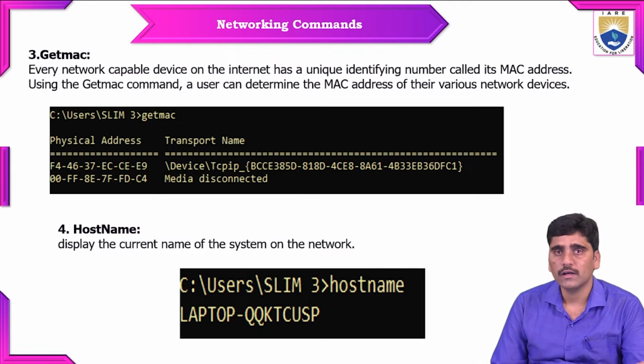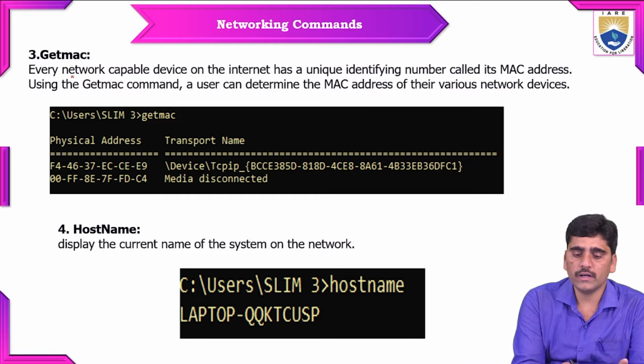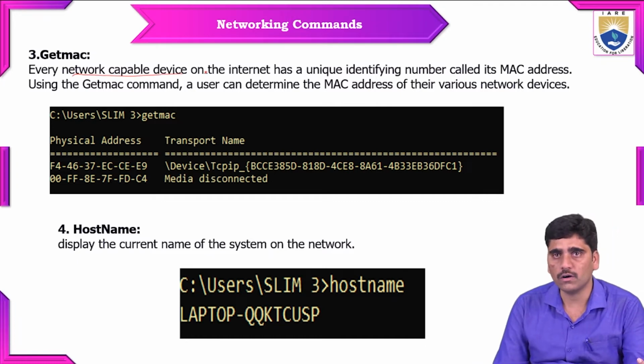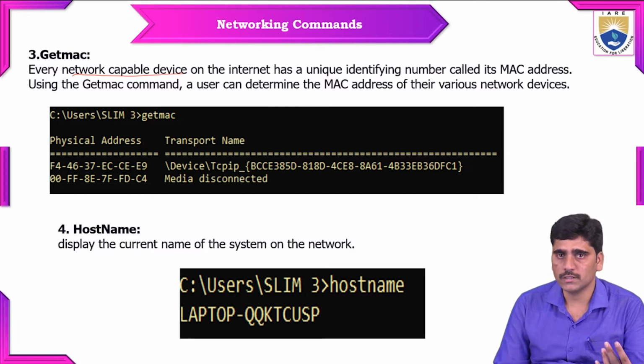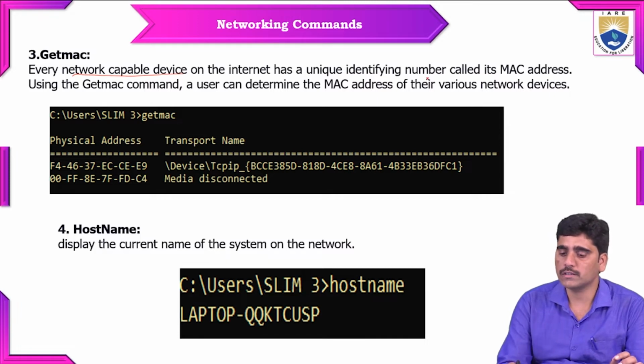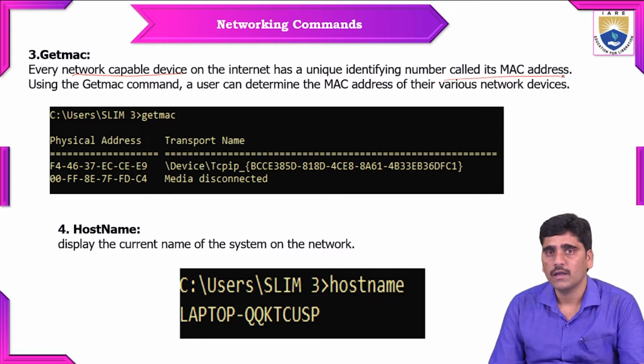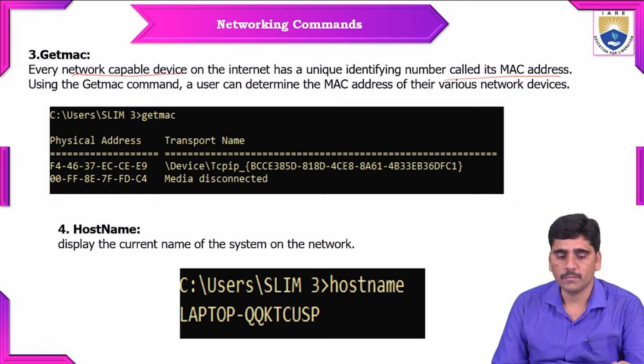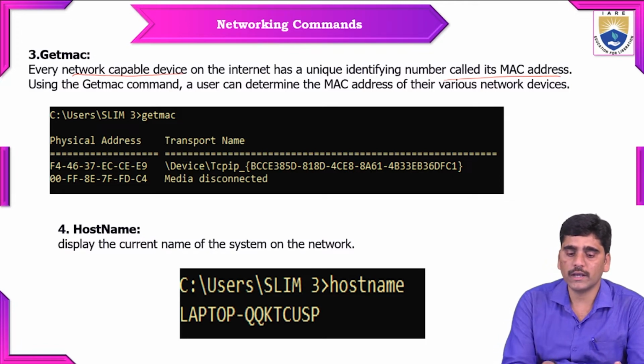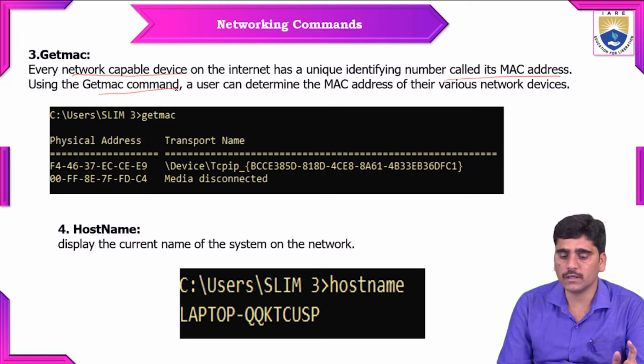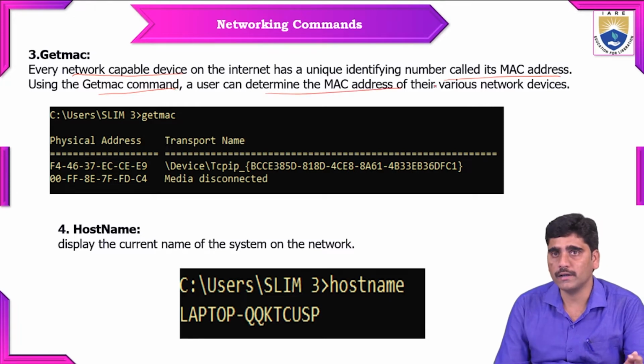And next one, getmac. Every network-capable device on the internet has a unique identifying number. Mobiles have the IMEI number; in the same way, systems also have a unique identifying number called the MAC address, Media Access Control address. Using the getmac command, a user can determine the MAC address of their various network devices.